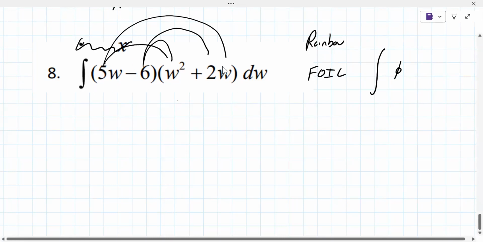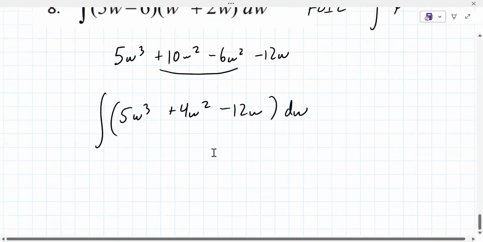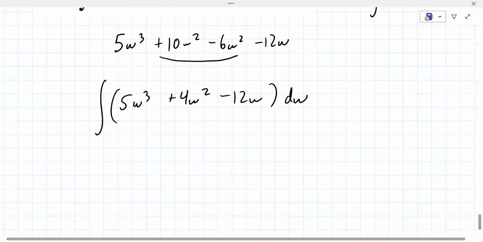Could you rainbow this for us? Yeah, of course. 5w to the third, and then a 10w squared minus 6w squared minus 12w. And you can combine like terms. We still have not taken an integral. Yes, like that. All right, so why don't you try finding the antiderivative of this integral and just let me know what you come up with. Okie dokie.